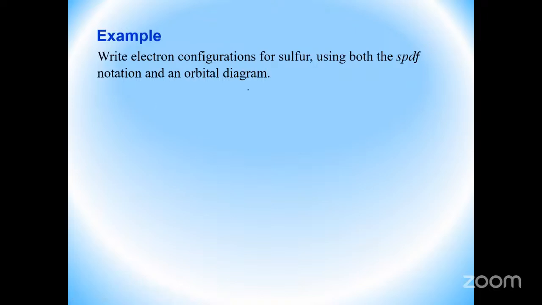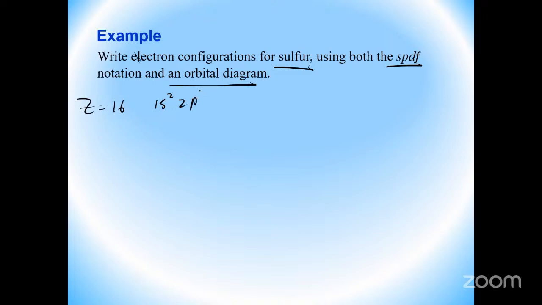It says write the electronic configurations for sulfur using both the SPDF notation and an orbital diagram, right? And I'm assuming they're asking for the full, not the abbreviated configuration. So the first thing you will do is what? Draw your diagram. Yes, but I would look up the atomic number of sulfur, which is 16. So yes, you're right. Draw the diagram, and use it as your guide to show the orbital order. The first orbital would be 1s, that would have 2.